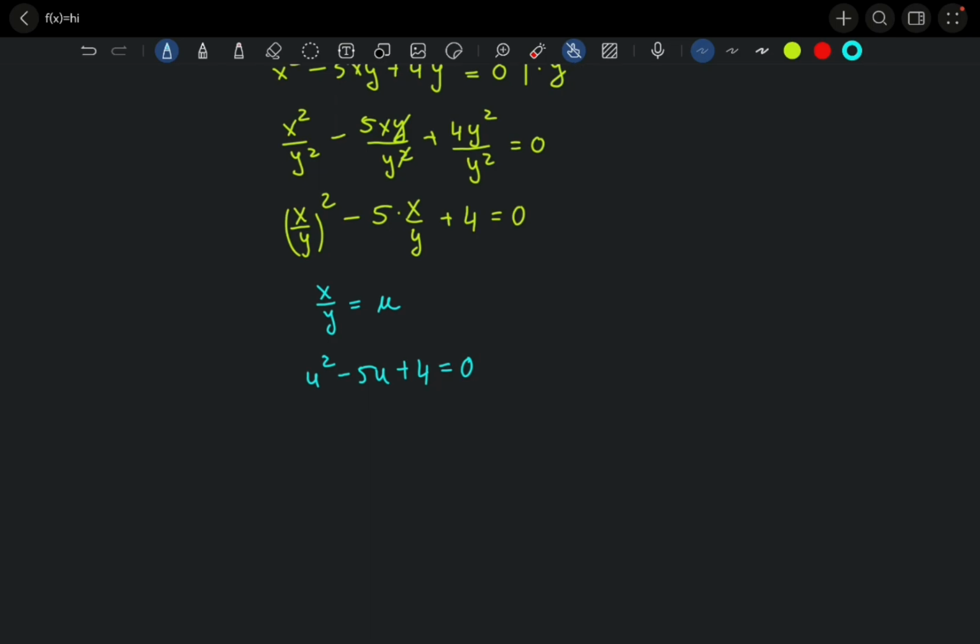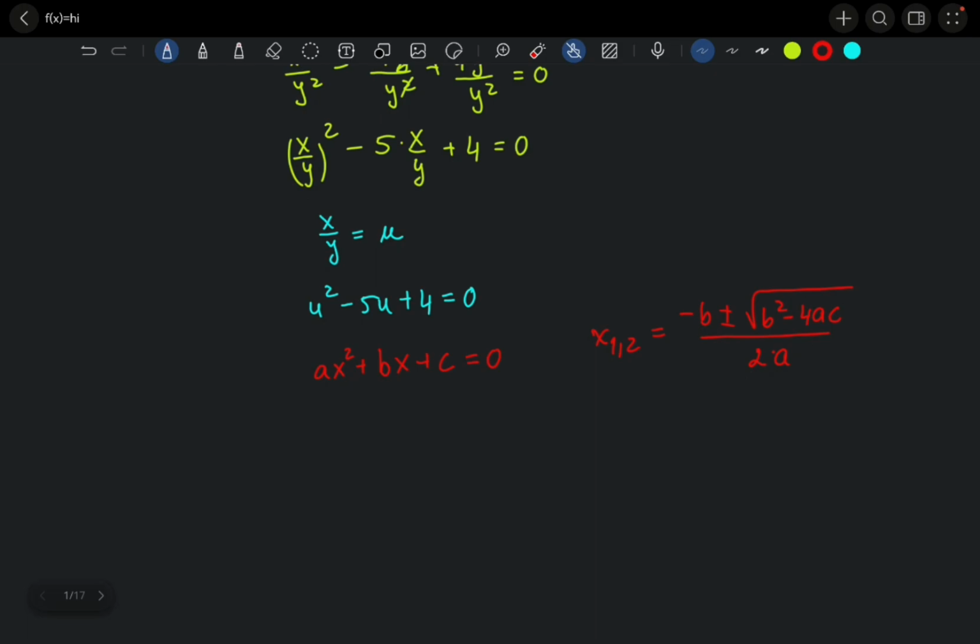Now we can solve for u by using the quadratic formula, which tells us that if we have an equation of the form ax squared plus bx plus c equal to 0, the solutions x1 and x2 of this equation will be negative b plus or minus the square root of b squared minus 4ac, over 2 times a. Now in our case, a is equal to the coefficient of u squared, which is 1, b is equal to -5 and c is equal to 4.